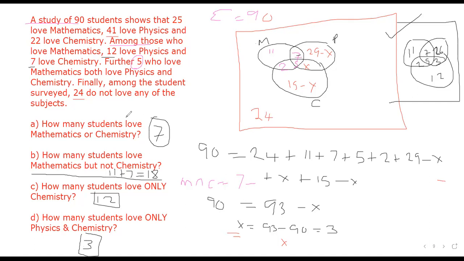And how many love mathematics or chemistry? Mathematics or chemistry means union, so you add them. So for mathematics and chemistry you add all together. So whenever you hear "or", it means union.